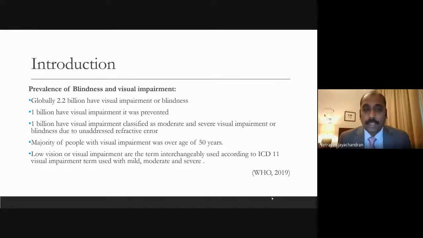This is mainly due to a lack of awareness about visual impairment and what kind of rehabilitation process can be provided for this population. Of that 1 billion, the majority of the people affected by visual impairment are 50 years and above. Sometimes the term low vision is used interchangeably with visual impairment. According to ICD-11, the current classification, the term low vision has been removed and visual impairment is used, classified into mild, moderate, and severe categories.